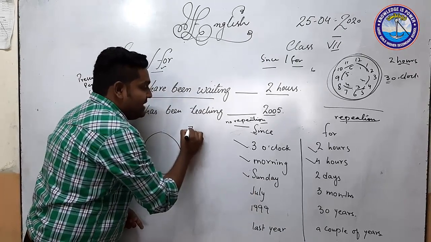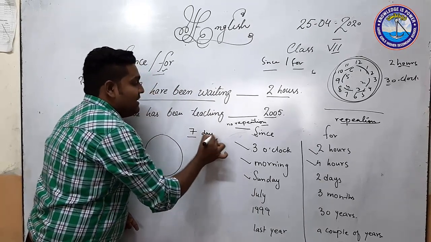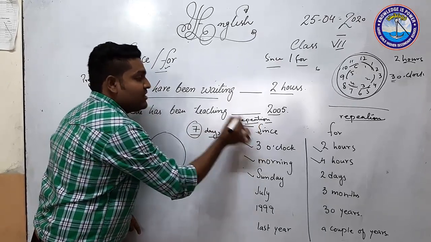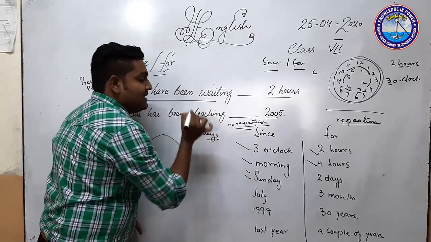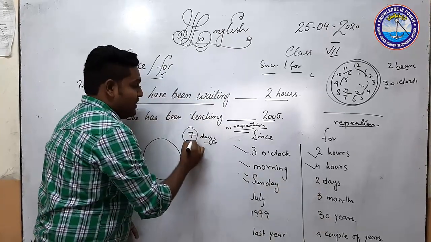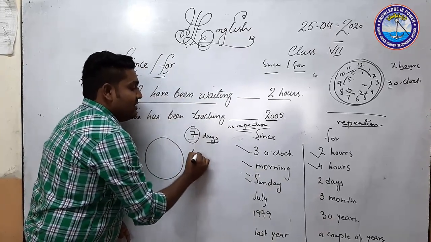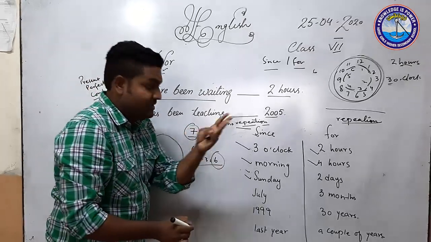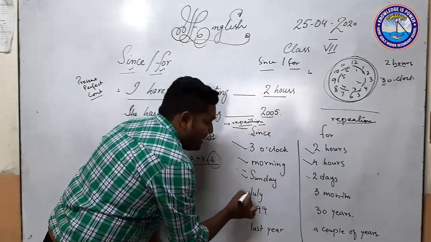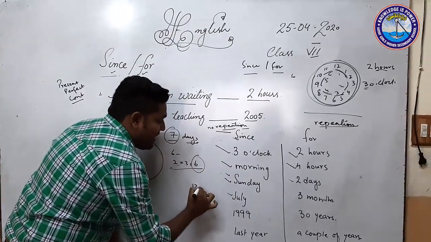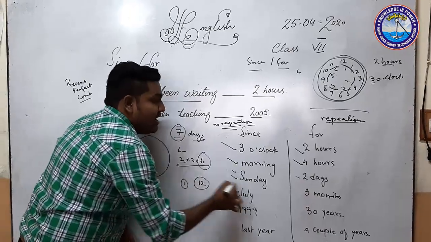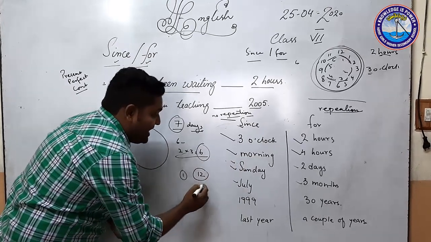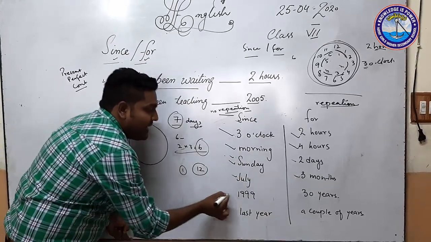Sunday, in 7 days, you can see that there is only one Sunday. There is no repetition of Sunday, so you have to use since. 2 days, you can see that 2 multiplied by 3 is equal to 6. It means that there is a repetition of days 3 times. July, in 12 months there is only one July. But if we see 3 months, there is a repetition of 3 months. So we have to use for over here.